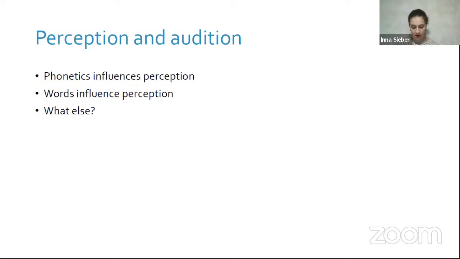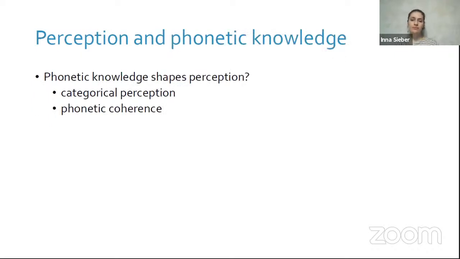The second thing I will discuss is this connection between perception and phonetics, perception and lexics, maybe some other things that are connected to perception and influence perception. Phonetic knowledge appears to influence and shape perception. We have here two processes. The first notion is categorical perception, and the second one is phonetic coherence.